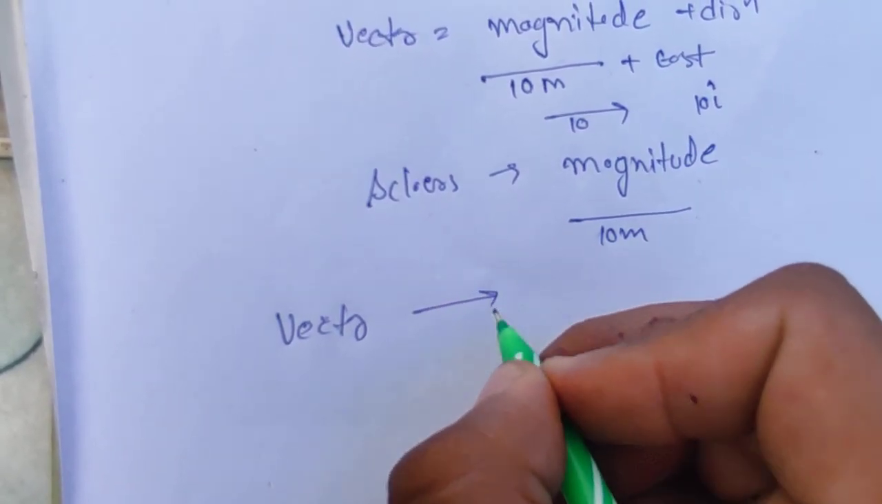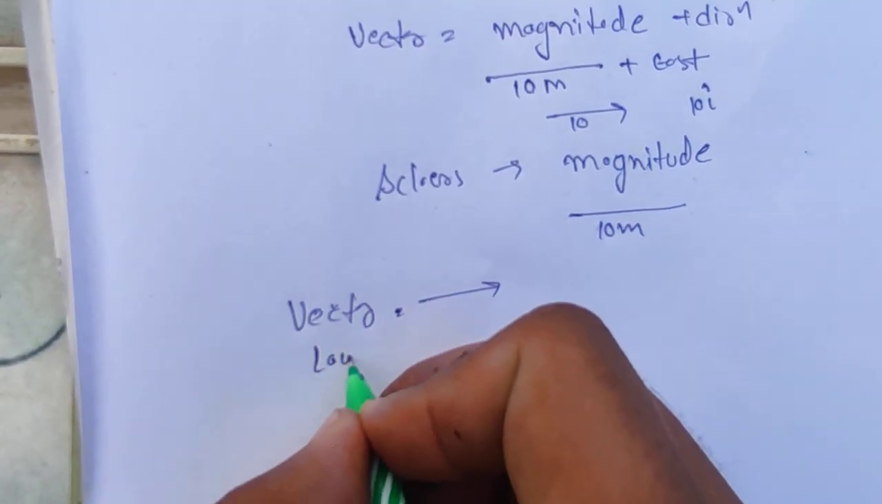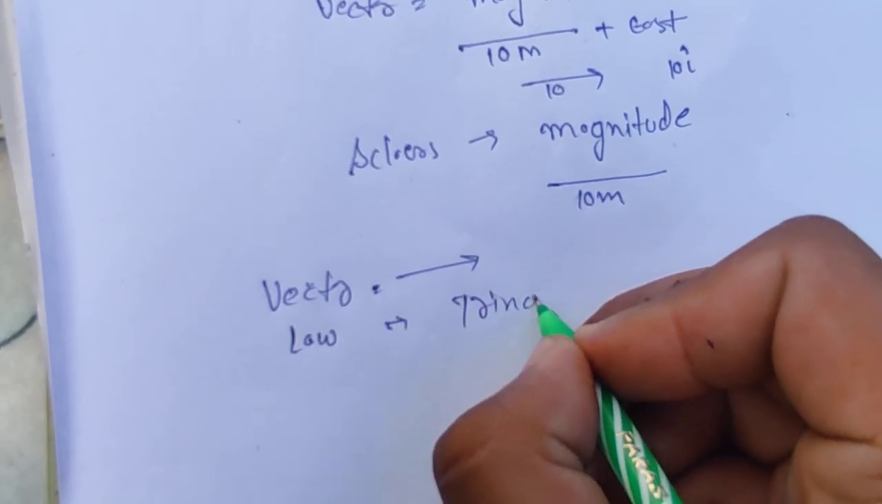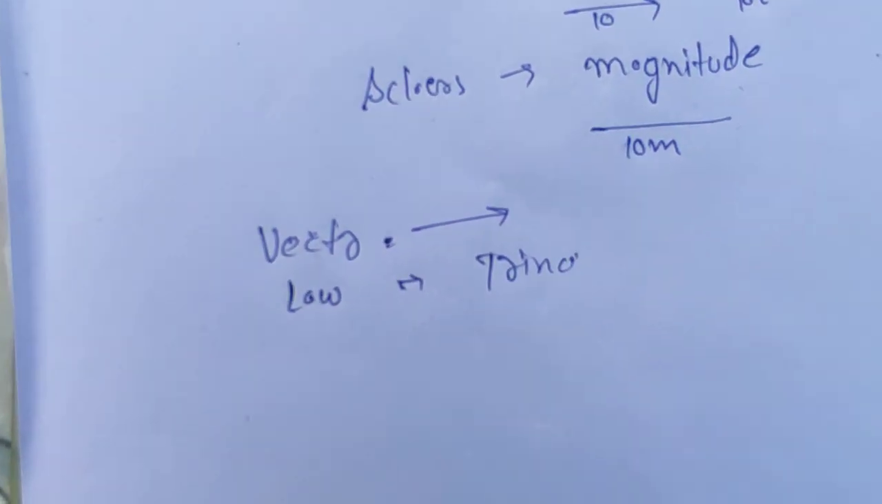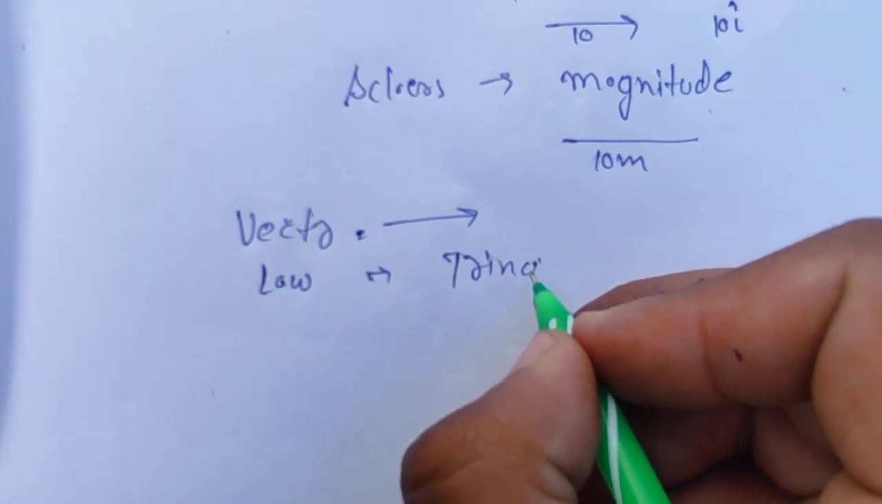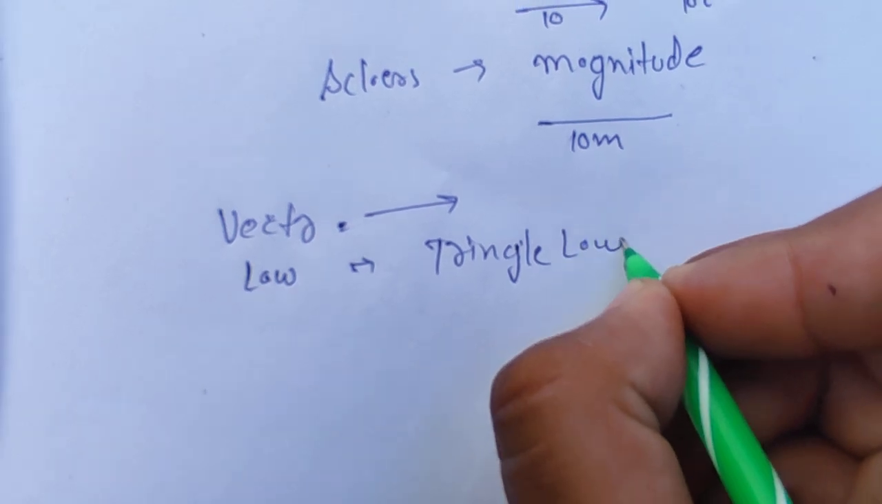Vectors have magnitude plus direction. So let's look at the laws according to vectors. The first law is the triangle law. Once again, I hope you can clearly see the word which I am writing. So the first is the triangle law, the triangular law.